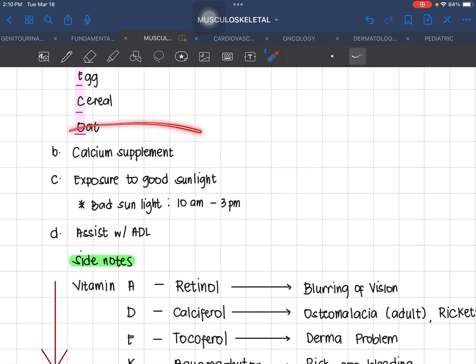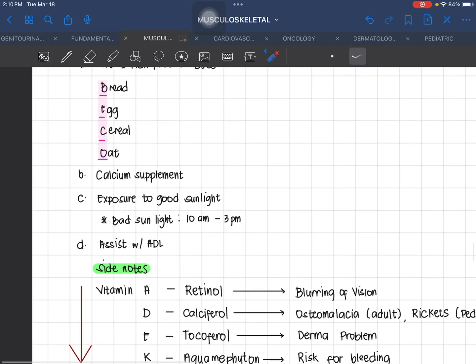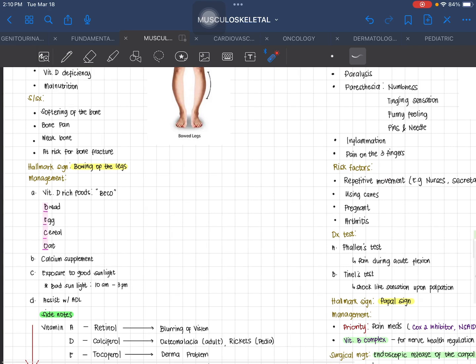Also, calcium supplement. Of course, helpful to sa bone. And pang third, exposure then to good sunlight. Diba? Minsan nagpapaaraw tayo para sa vitamin D. Yon. So, meron kasing healthy pa na sunlight. Meron din bad sunlight. So, ang bad sunlight starts at 10 a.m. to 3 p.m. And lastly, assist natin sila with ADL dahil nga so weak yung bones nila. So, assist natin sila with activities of daily living.